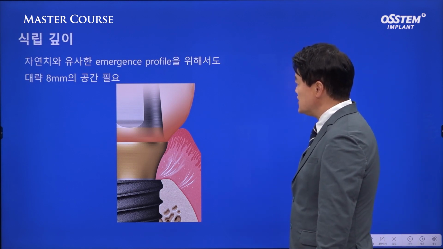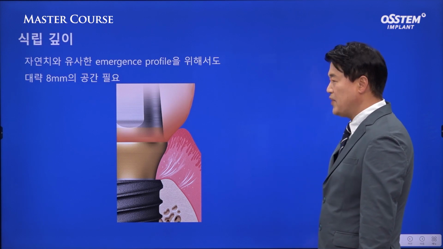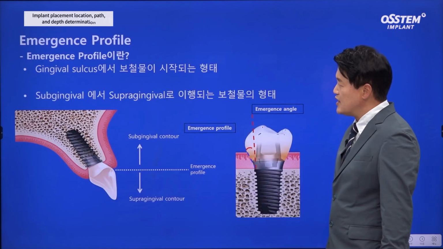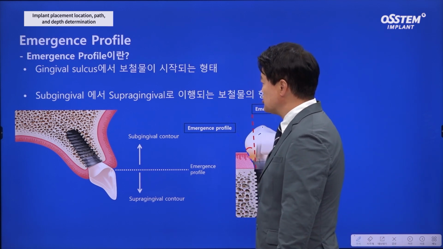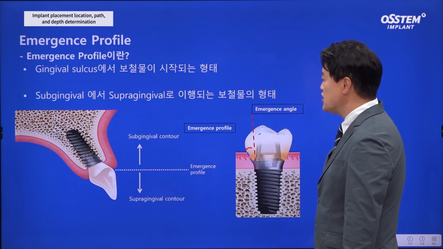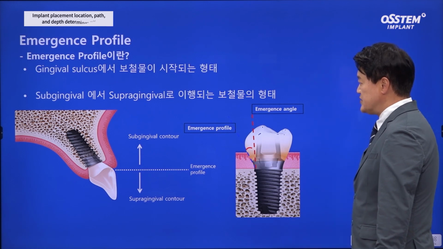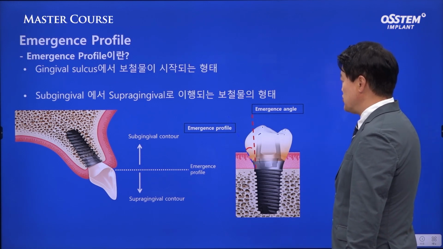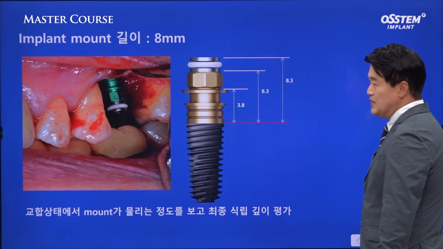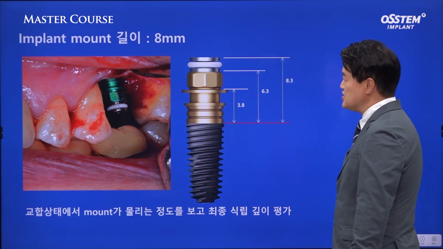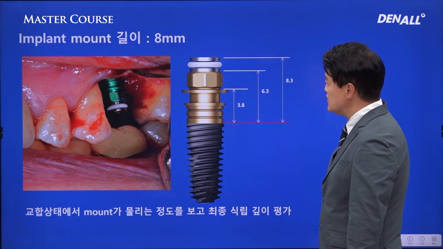In addition, for natural emergence profile, approximately 8 millimeters of space is required. As you know, emergence profile is the starting form of the prosthesis at the gingival sulcus, the form of the prosthesis transitioning from subgingival to supragingival. 8 millimeter space, how can we ensure the depth?